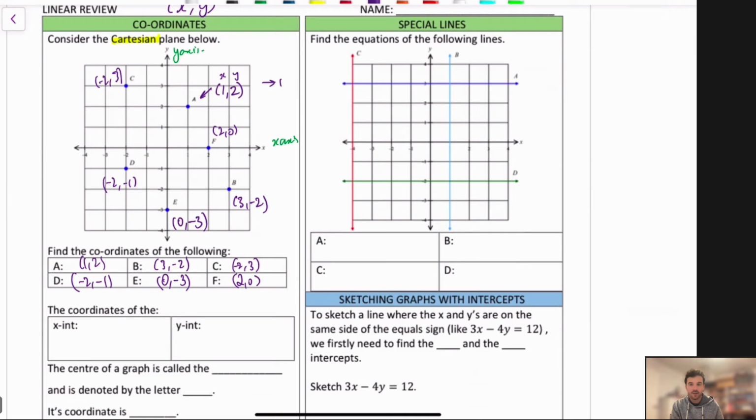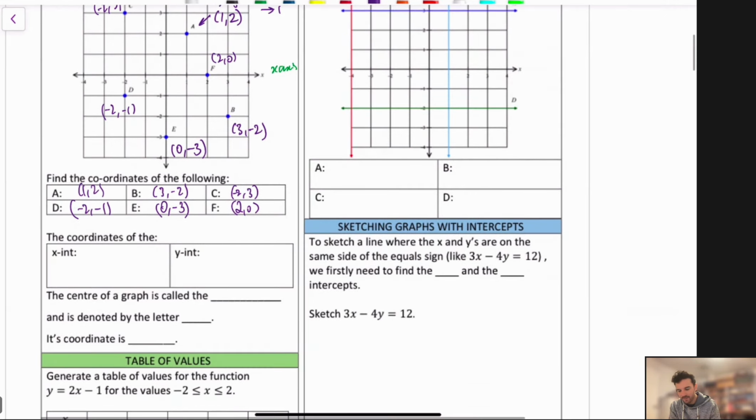Okay, so now let's have the coordinates of the x-intercept and the y-intercept. And this is the point where it cuts or crosses the axis. The x-intercept is on the x-axis and the y-intercept is on the y-axis. So what point lies on the x-axis? Let's have a look, we can see that's point F at 2, 0. What point lies on the y-axis? It's E at 0, negative 3.